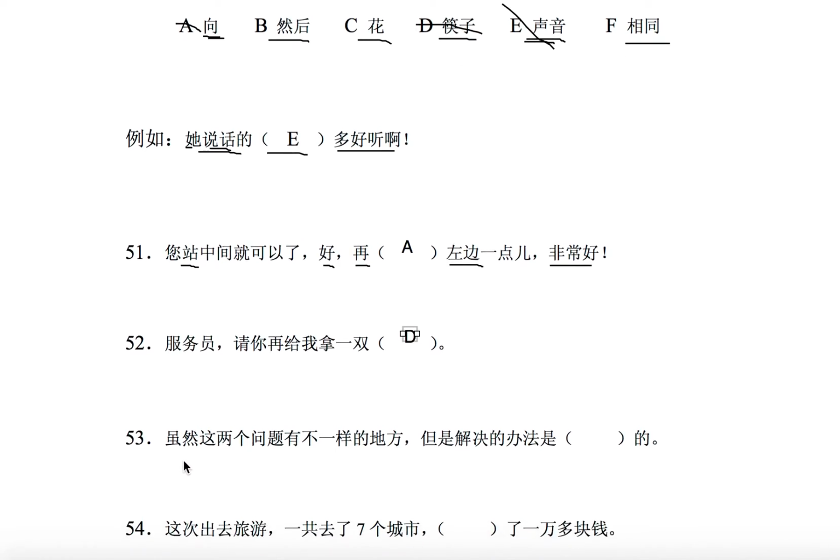The next one. 虽然这两个问题有不一样的地方，但是解决的方法是一样的。See, I didn't really look at the choices because in a logical way, it should be like that. Let's look at the sentence. 虽然这两个问题有不一样的地方，although those two problems have different ways, but I told you before, in English we don't use although and but in one sentence, but in Chinese, we use although and but in one sentence.